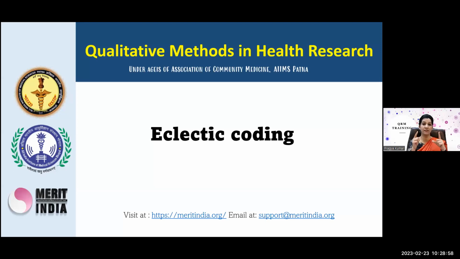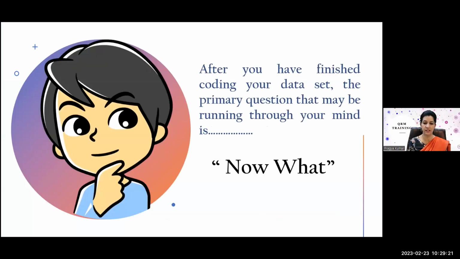Once I finish this eclectic and second cycle, I'll ask all of you, what is the difference between the cycle of coding, that means the first cycle and second cycle? What is the eclectic coding? And what do you mean by iteration? How is this iteration different from cycle? Are they synonyms or are they different? So we'll discuss all this.